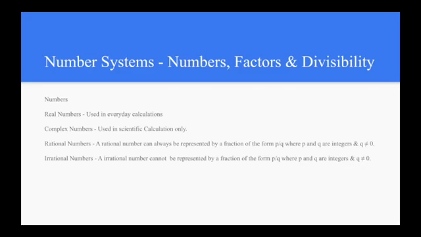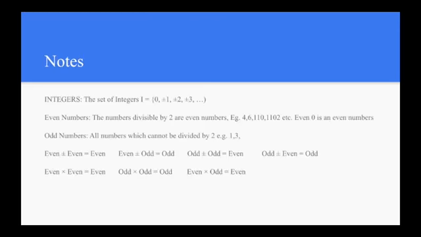So, rational numbers are those which can be written in the form of p by q, and irrational numbers are those which cannot be written in the form of p by q. Now, since we are through with the rational numbers, let's break it down further. When I break down a rational number, I get two different things. One is called integers and another is called non-integers.